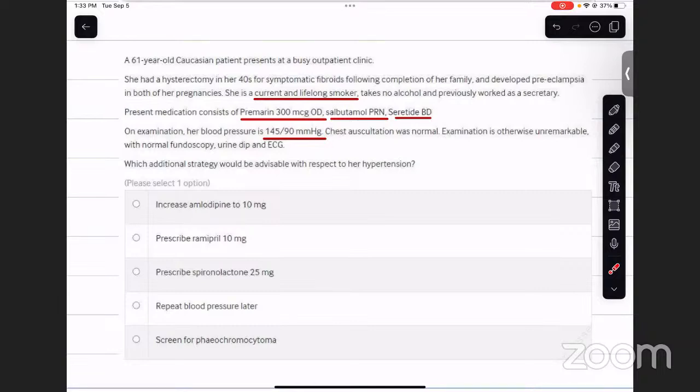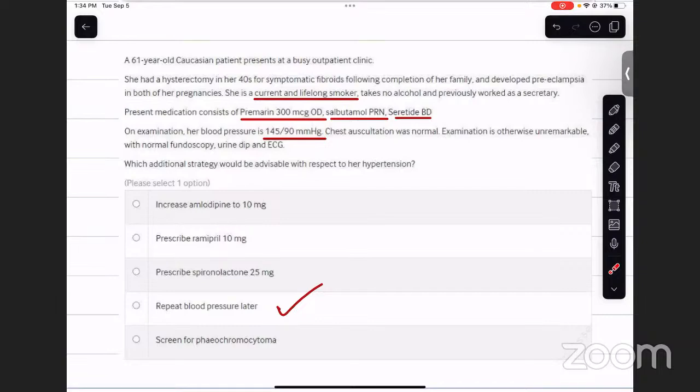Here is the one-time measurement of blood pressure at the clinic. So the answer will be repeat blood pressure later, because blood pressure measurement is very important to diagnose hypertension. So accurate measurement of blood pressure is crucial.